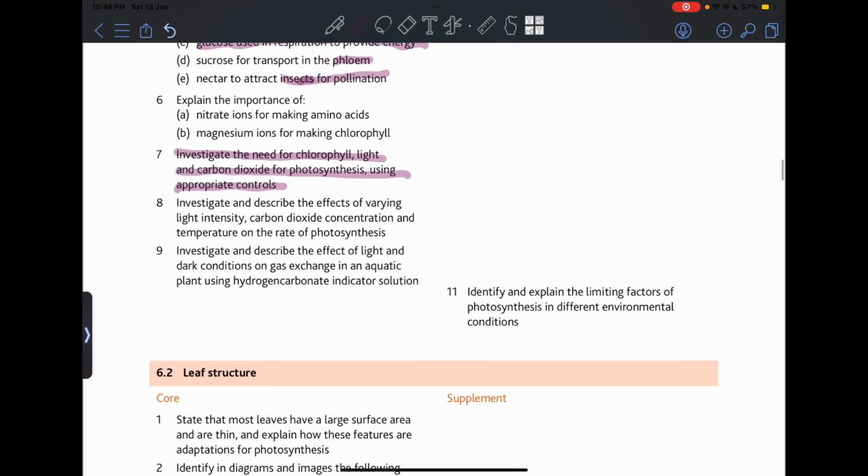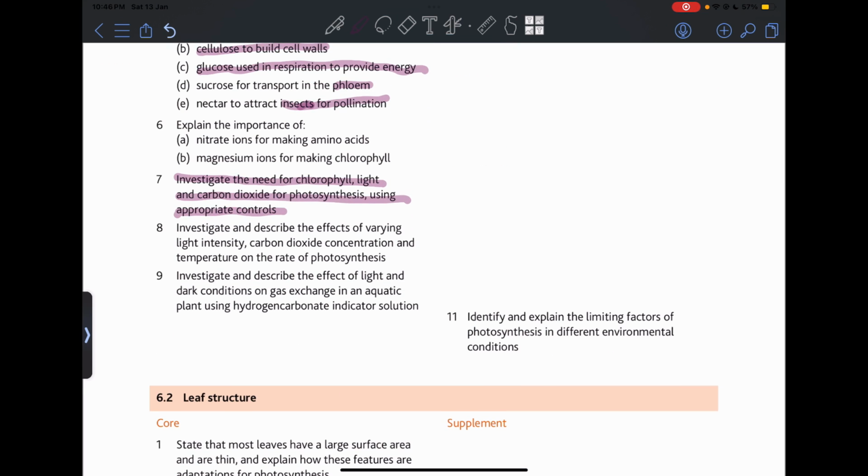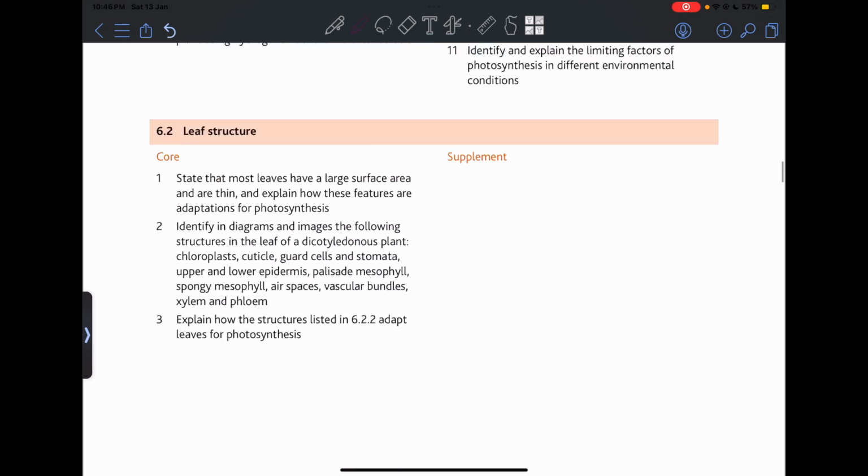So also for the extended students, there is an extra information. It says, identify and explain the limiting factors of photosynthesis in different environmental conditions. So limiting factors are stuff that may prevent the photosynthesis from being at its maximum performance. So for example, if there is low light, then it will decrease the rate of the photosynthesis. For example, if you have also a low carbon dioxide concentration, then the photosynthesis will decrease. So this is what's limiting factors. You have to know the list of limiting factors as well. This is only for the extended students.